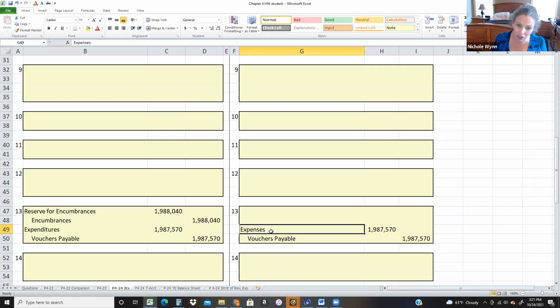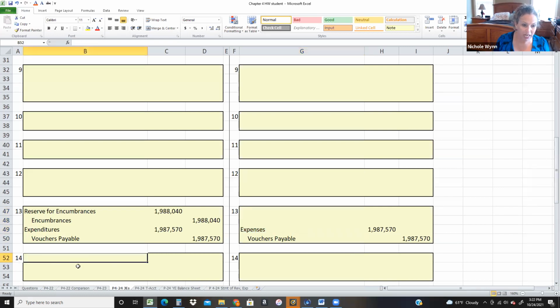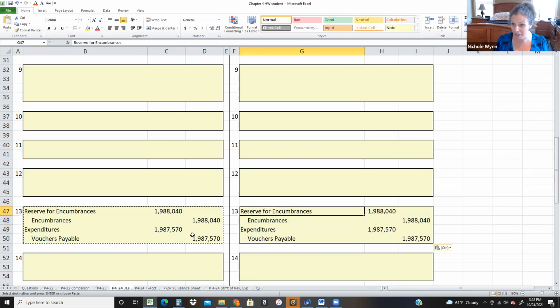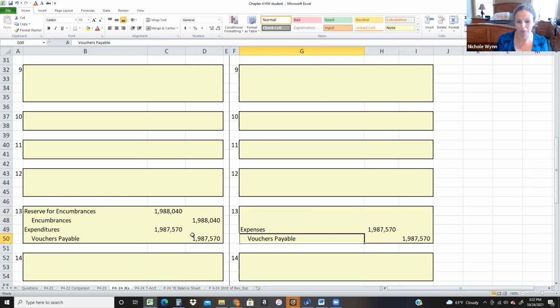Now, if we had detail, we would do like expenses dash general government, and we might have like 3 debits: expenses dash general government, expenses dash public safety, expenses dash public works. But in this homework problem, it's not going to give you the detail of the subsidiary. So all you have to do is just say expenses instead of expenditures. So over here, if it said expenditures, change it to expenses over here. So again, what I do is I take whatever entry I did over here, bring it over here, and then fix it. No budgetary entry, change the word to expenses.